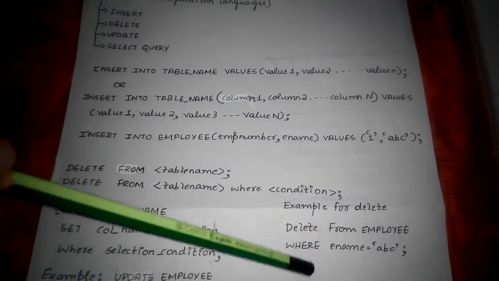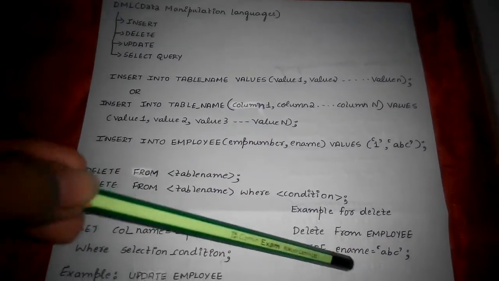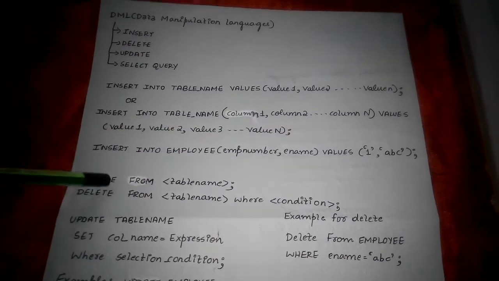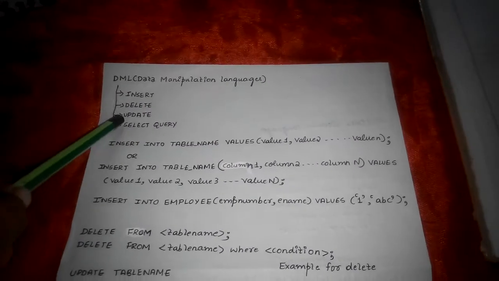So now an example for delete. Delete from employee where employee name equal to ABC. So this particular row will be deleted from the table employee. So now let's see the update command.